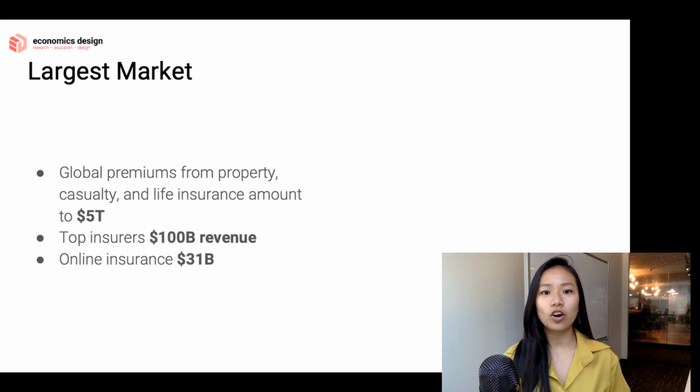The top insurers are getting something like 100 billion in revenue per year. And online insurance, or online retail insurance, is still quite new. It's only taking up $31 billion in the market share. So 31 billion out of 5 trillion, that's a very, very small slice of the pie. So it just shows that there is huge room for growth because online insurance allows us to aggregate more data, get more information, underwrite more different types of risks, or have a better understanding of the different risks available to be providing the insurance coverage.